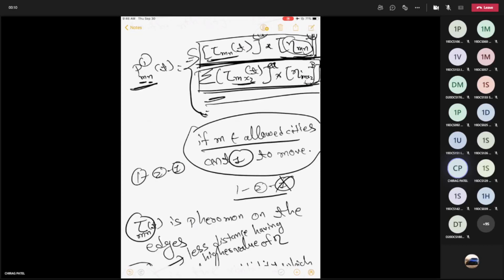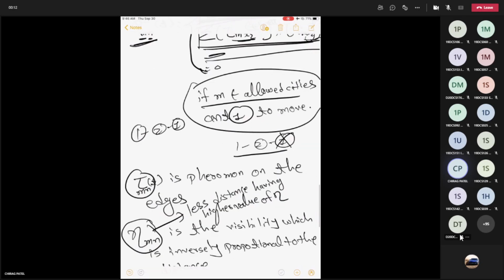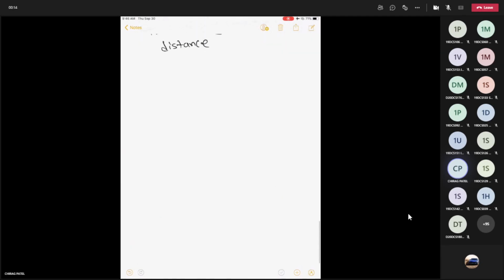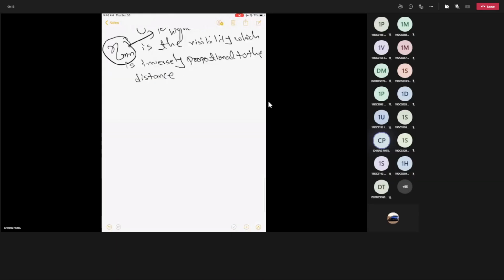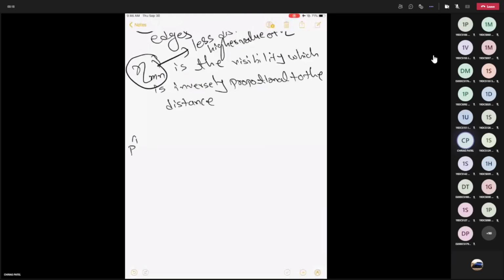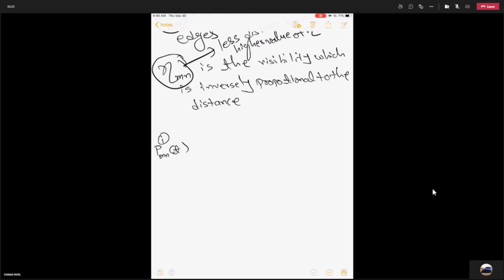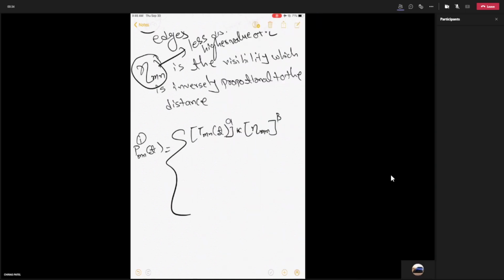Time this probability will be 0. If I rewrite this thing in proper manner again, P of 1 mn by t is equal to tau mn t raised to a multiplied by eta mn raised to b.